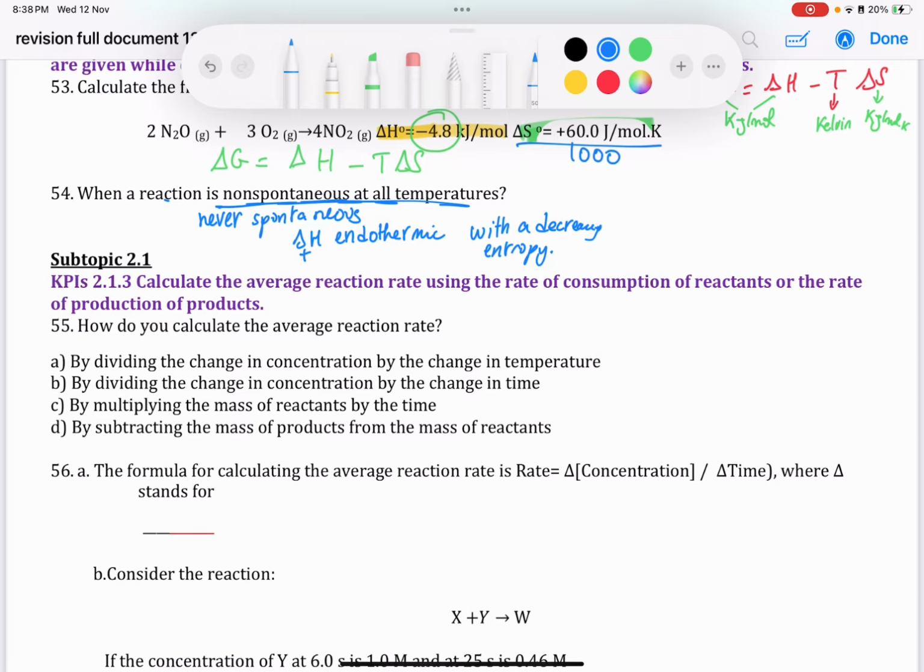Reaching the last part of our focused questions, topic 2.1. This topic talks about the reaction rate, which means the speed of the reaction. And this means the speed of the reaction in consuming reactants or the speed of the reaction in producing the products. So let's begin with the first question. How do you calculate the average reaction rate? So we measure the rate of consuming reactants over time, or we measure the rate of producing products over time.